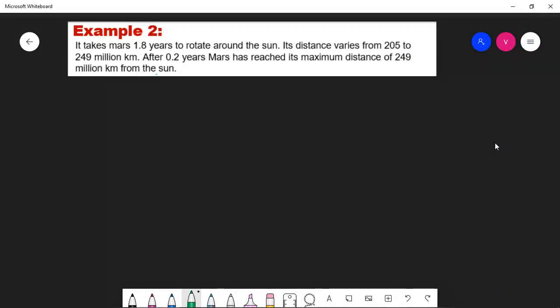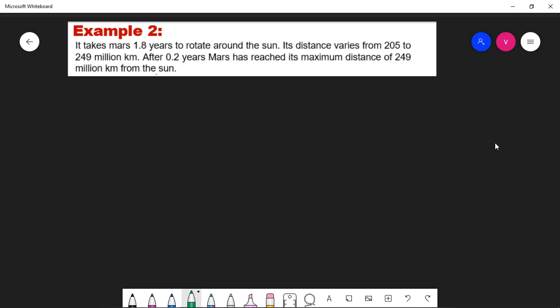Here we have Mars rotating around the sun. Its distance varies from 205 to 249 million kilometers. After 0.2 years, Mars has reached its maximum distance of 249 million kilometers from the sun.